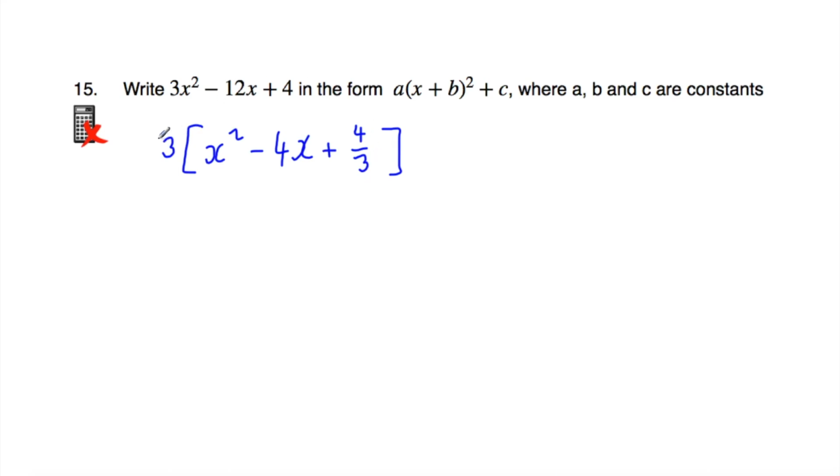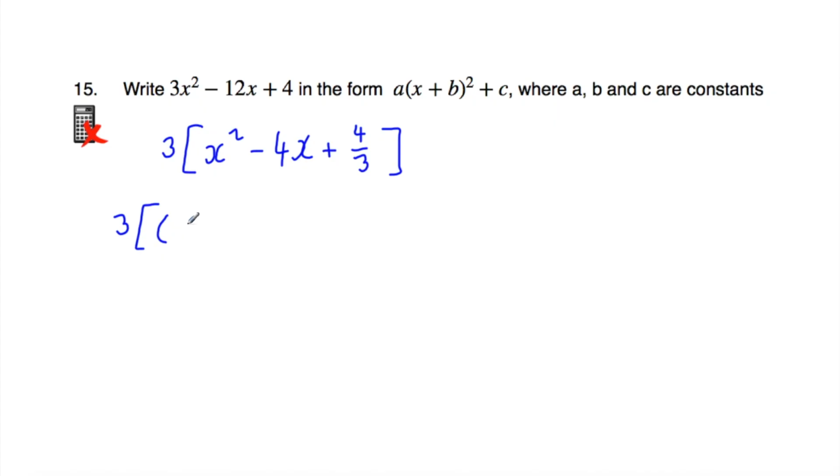And if we check this, if we multiply x squared by 3, we'd get 3x squared. If we multiplied minus 4x by 3, we'd get minus 12x, and if we multiplied 4 over 3 by 3, we'd get 4. Okay, so we've taken the 3 out as a factor. Now what we're going to do is completing the square on what's inside the brackets. So let's do our 3 and then our square bracket. And now we're going to do completing the square.